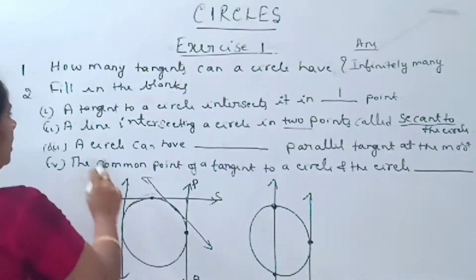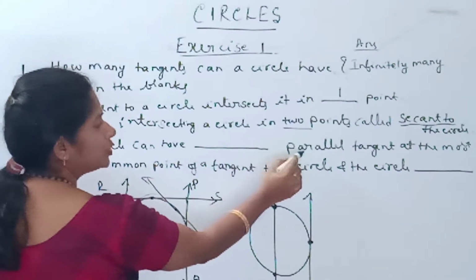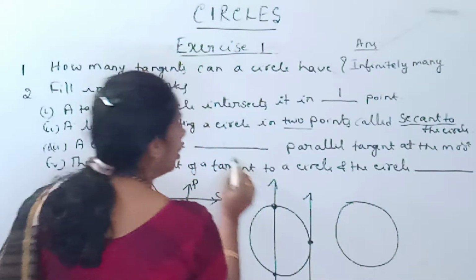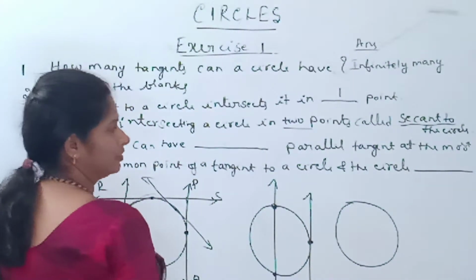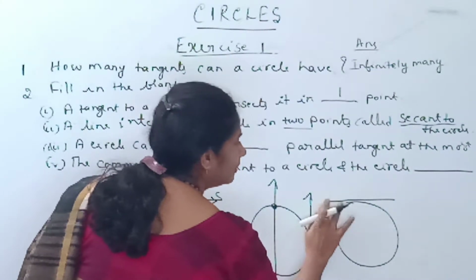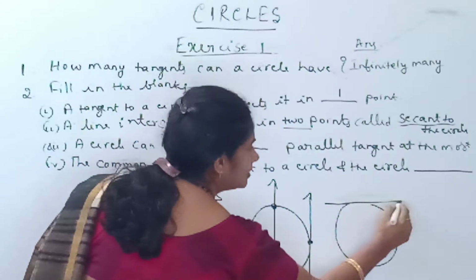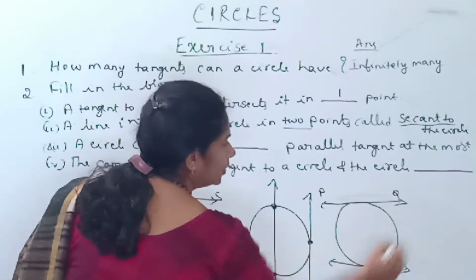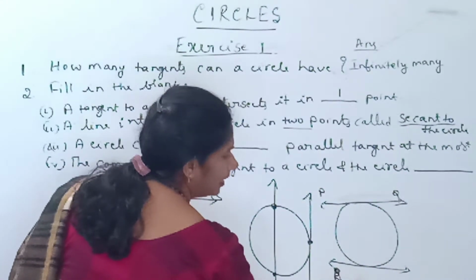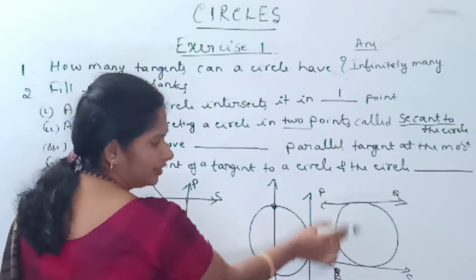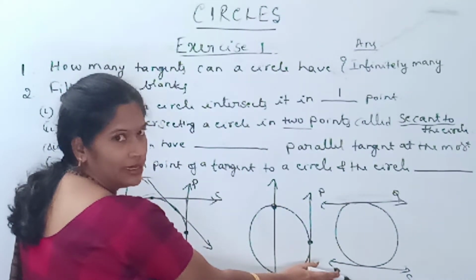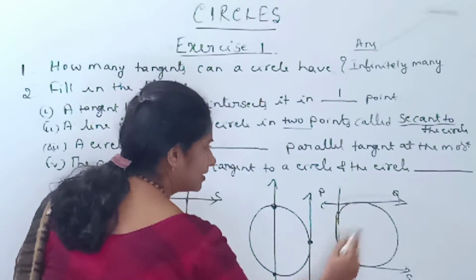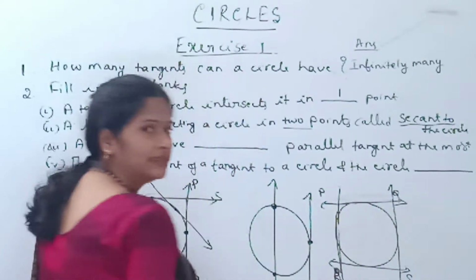Now the third question, a circle can have dash parallel tangents at the most. A circle can have how many parallel tangents at the most? So here, parallel tangents. Let me draw one parallel tangent like this. Got it? Another one is like this. So PQ is one tangent, RS is another tangent. So you can draw 2 parallel tangents like this, or you can draw like this, isn't it?